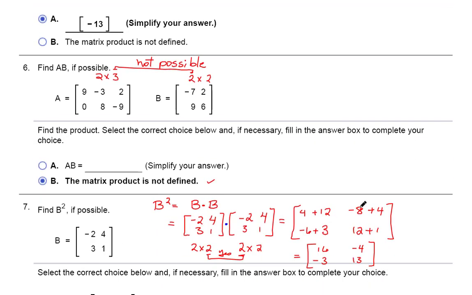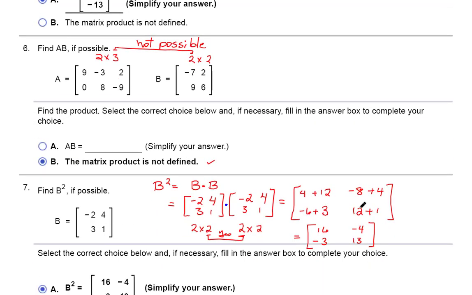All right, in question 6, we want to know, is it possible to take A times B? Well, let's see. This is 2 rows, 3 columns. This is 2 rows, 2 columns. So the number of columns of the first does not match the number of rows of the second. Therefore, it's not possible.